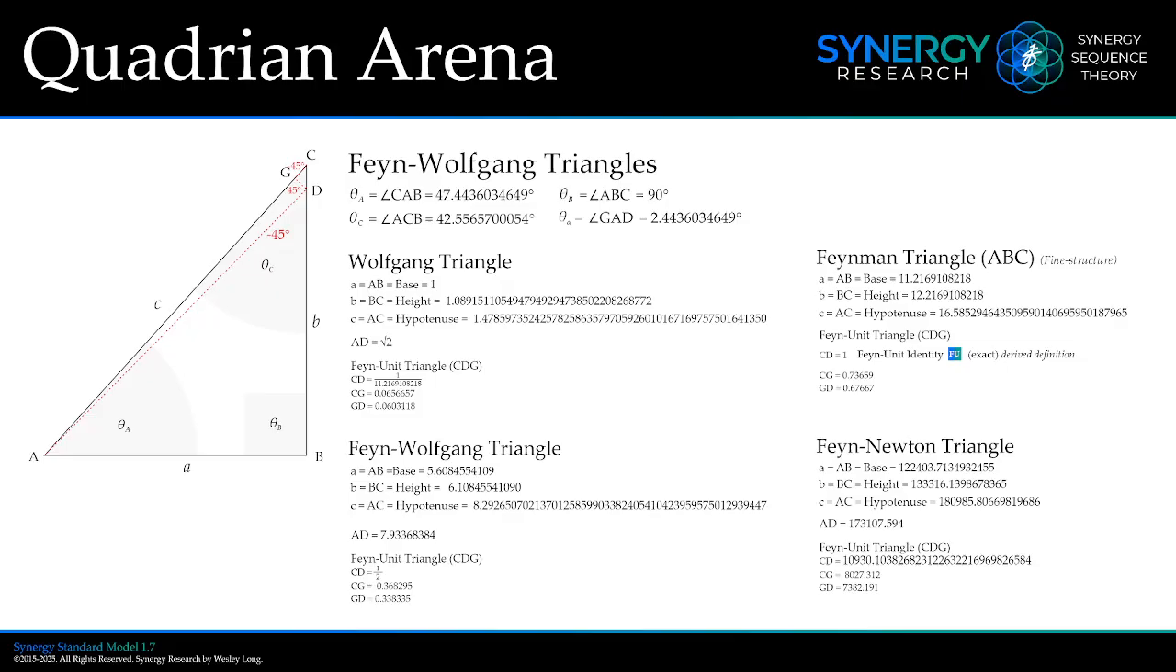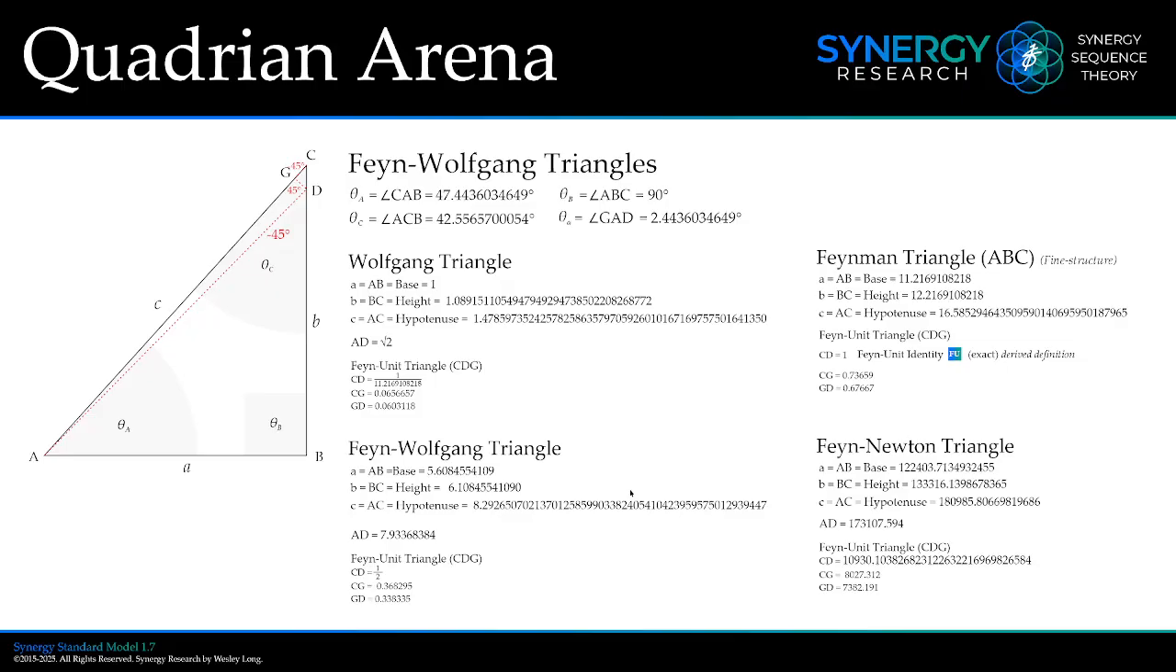The Wolfgang triangle. Here we zoom in, set the base, A equals 1, and calculate height and hypotenuse accordingly. The unit triangle serves as a reference triangle, a prototype. From that base, height equals 1.8915, hypotenuse equals 1.47859. Angle theta E equals 2.436 degrees, AD equals 2. But now notice the fine unit triangle CDG, where CD equals 11.21691118, CG equals 0.06656, GD equals 0.0603. The unit triangle echoes the full fine structure triangle, but compressed. The fine Wolfgang triangle scaled.